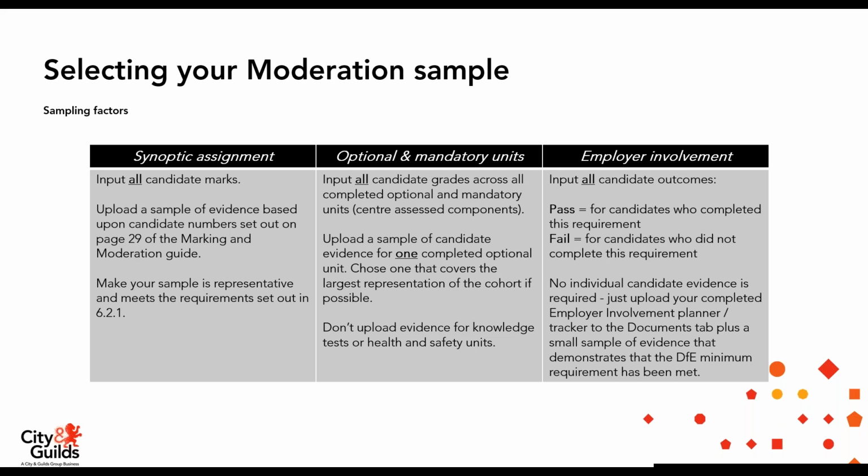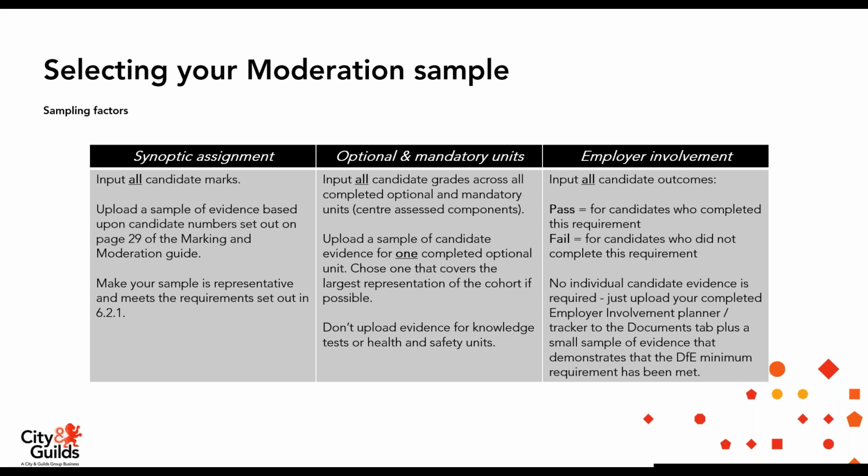Upload a sample of candidate evidence for just one of the optional units, and choose a unit that covers the largest representation of the cohort if possible. Going back to animal management as my primary example here, select one of the optional units that your candidates have done. You have to input all of the grades across all of the units, but you only need to upload a sample of the evidence for one of those optional units. We don't want to see evidence for knowledge tests or health and safety units. We need to see the optional unit ones instead.